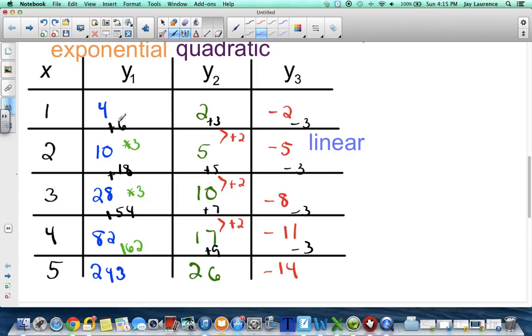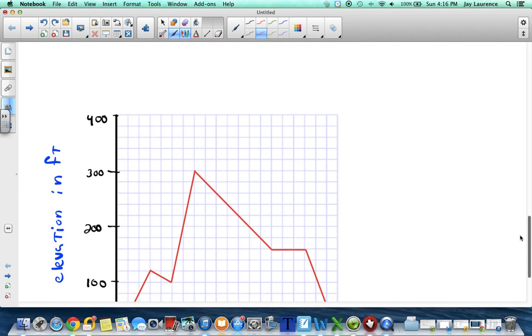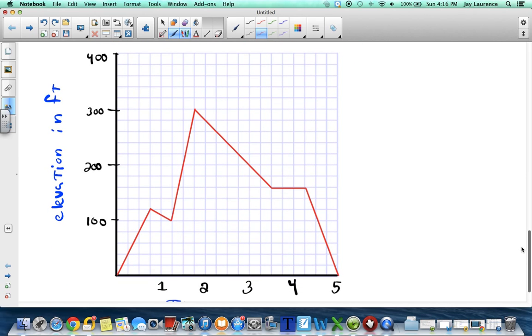Now, the exponential, the first differences are being multiplied by some number. Okay, they're being tripled or doubled, etc. So, linear, quadratic, exponential. All right, one more thing we need to go over here. You may be required to tell me a story here. All right, take a look at this.